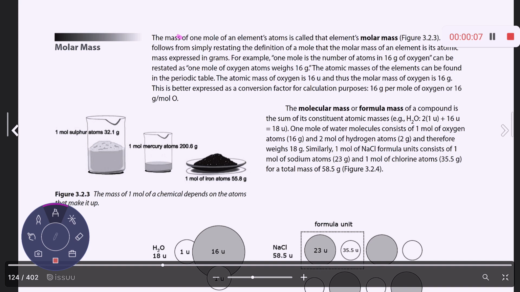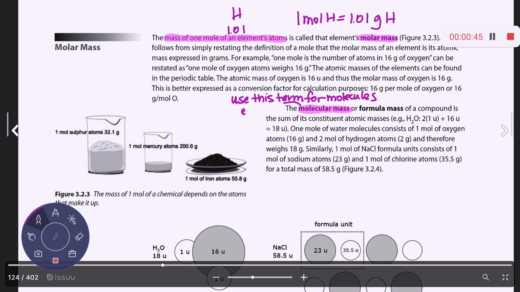Okay. So as I said, the mass of a mole of an element's atoms is its molar mass. We get that from the periodic table. So hydrogen being 1.01, a mole of hydrogen would be 1.01 grams. And when we're looking at molecular mass, this is the term that we use for molecules. The example that we did is carbon dioxide.